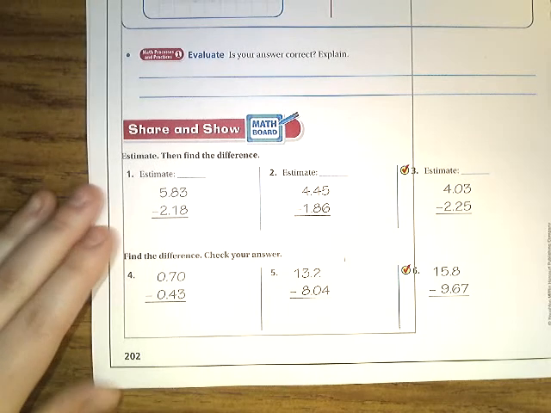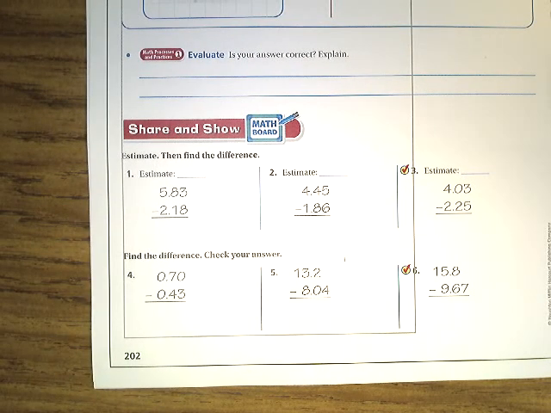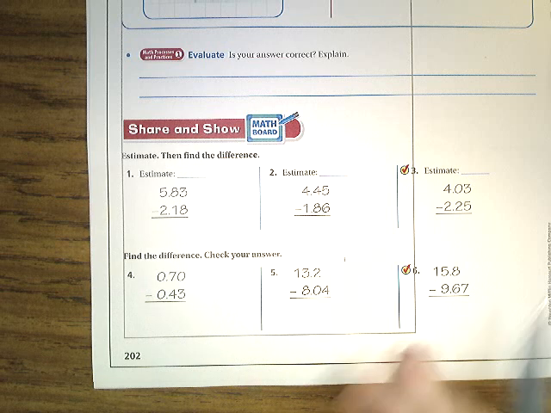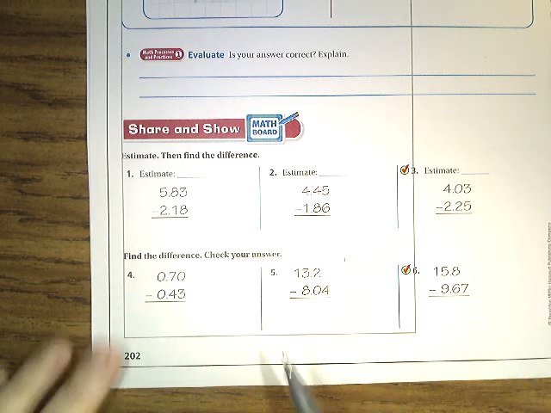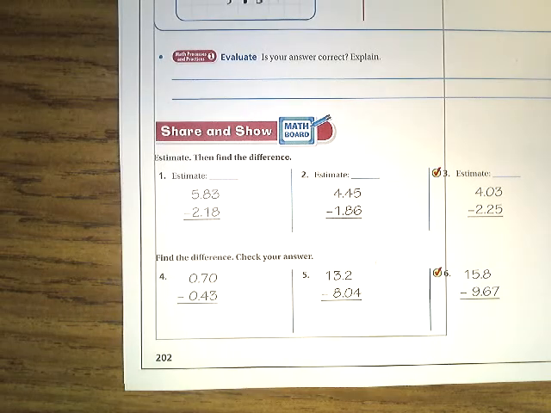So we're going to go down here to the share and show part on page 202. We're still on that same page, 202. So the first thing we're going to do is estimate first. It's asking us to estimate, then to find the difference, not distance, difference, sorry. So we're going to estimate first, then find the difference, and see with our estimation if that's close once we do the actual math, okay? So let's look at number 1.